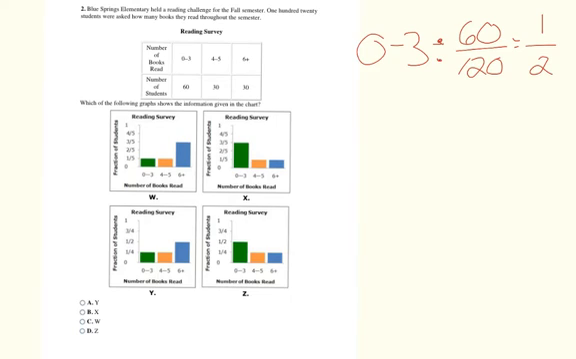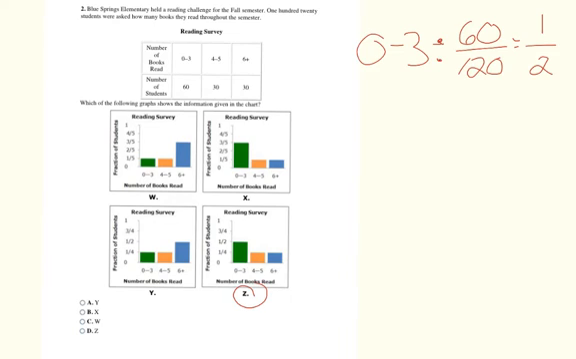So that means for my 0 to 3 bar, I need a green bar here that goes to 1/2. And if I look here, this one goes to 1/5, this one goes to 3/5, this one goes to 1/4, and this one goes to 1/2. So this is the only one that has that first bar correct. So that means this one's probably going to be my answer.